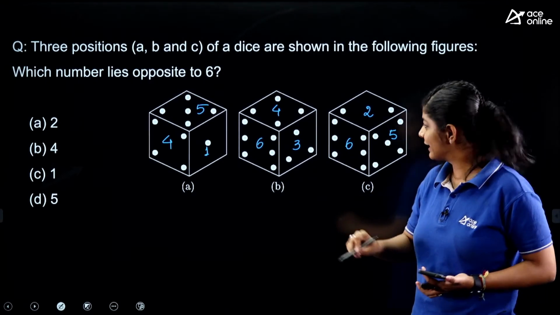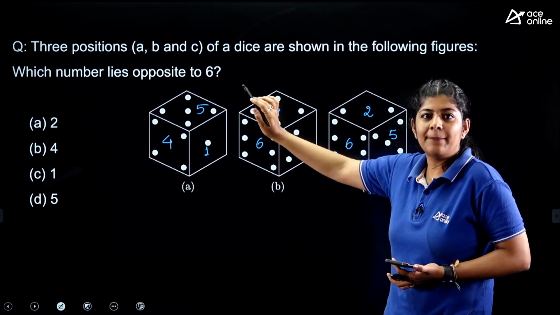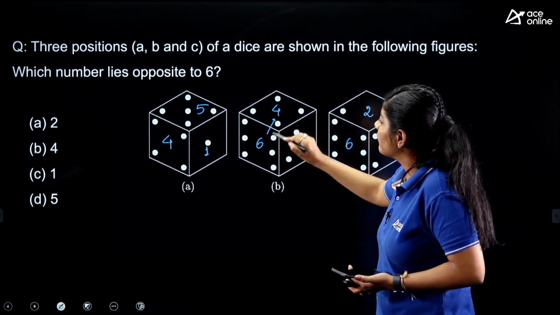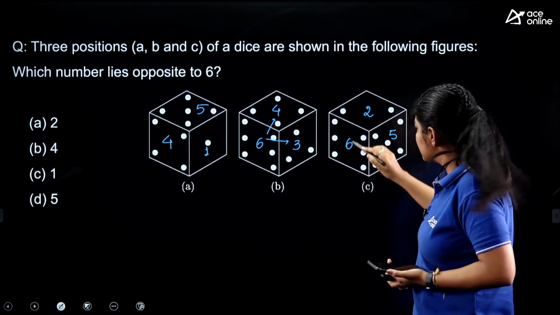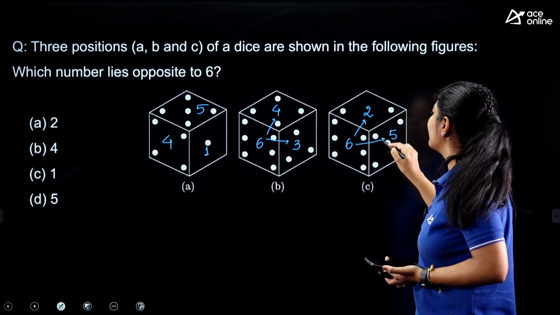So here I can see that it can never be 4, it can never be 3. Similarly, it can never be 2, it can never be 5.